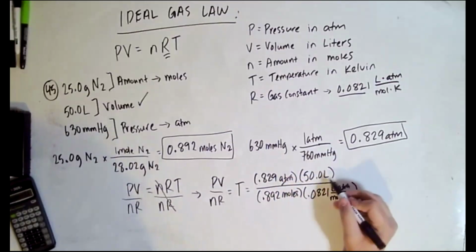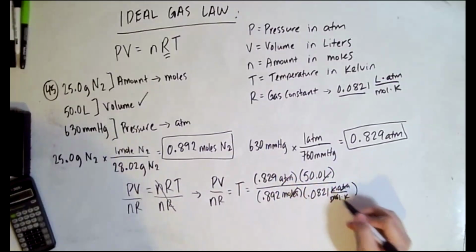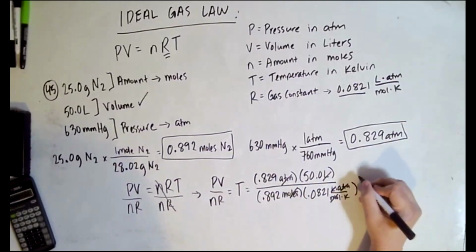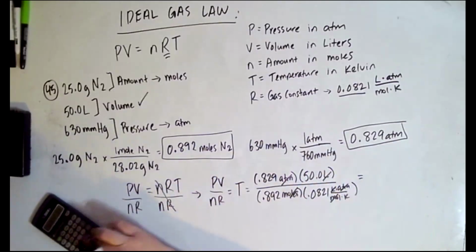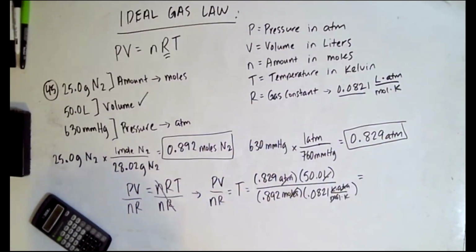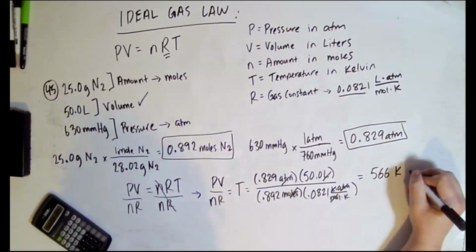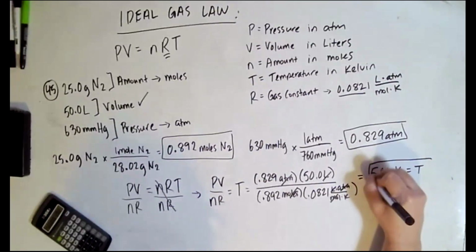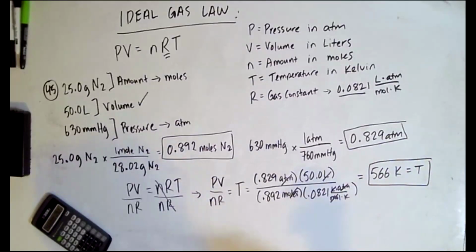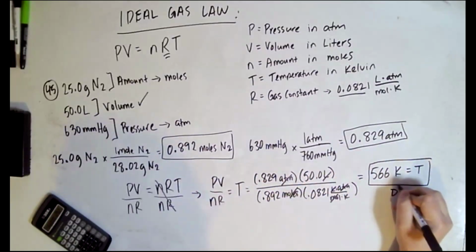Notice how your units are all going to cancel out except for your temperature unit, which makes sense because we're solving for temperature. Okay, and at the end of all that, we get 566 Kelvin as our temperature value. Okay, and that's going to be closest to answer choice C.